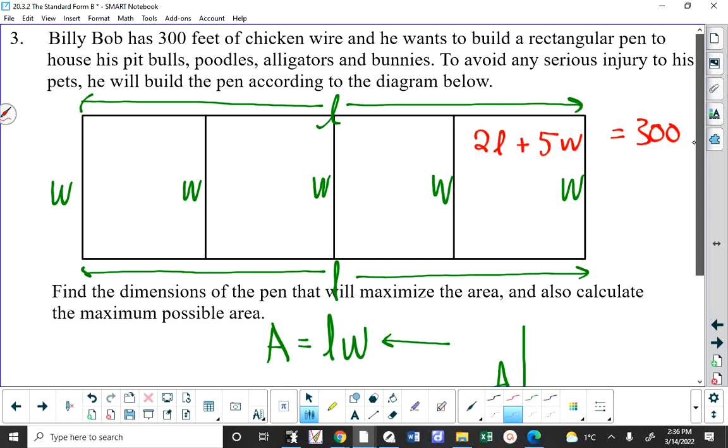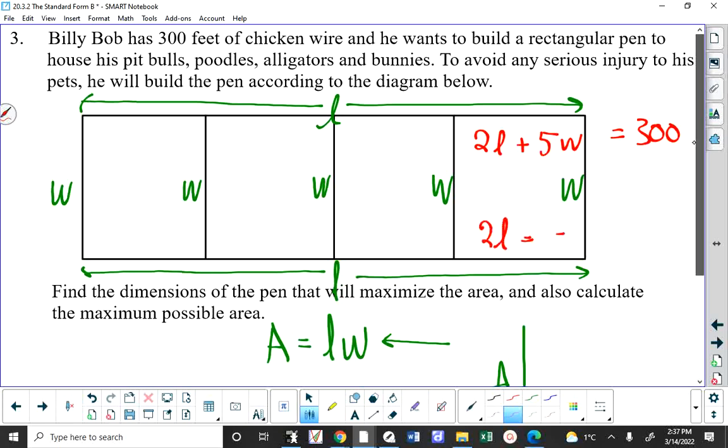Which do you think would be easier to rearrange for, L or W? I think we're kind of hooped either way, aren't we? We're going to have fractions. If you rearrange for L, you're going to have to divide everything by 2 at some point, so you'll have 5 over 2. If you rearrange for W, you're going to have to divide everything by 5, so you're going to have 2 over 5 somewhere. I don't think it really matters. Let's rearrange this for L.